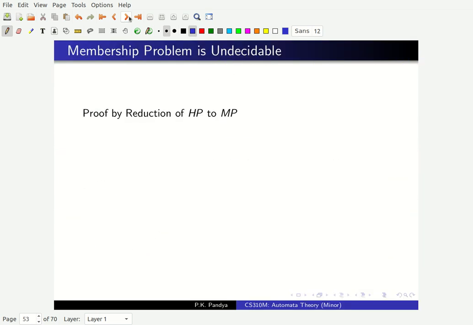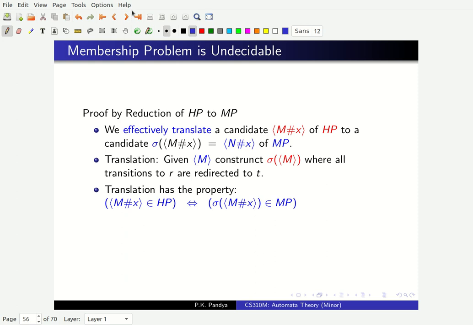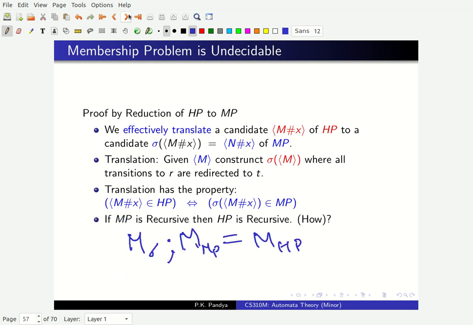In fact, this idea that we have done, that given a new problem that we want to check whether it is recursive or not, we can take a known problem which is not recursive and reduce it to this problem, and thereby show that this problem is also not recursive. This is institutionalized in a method.